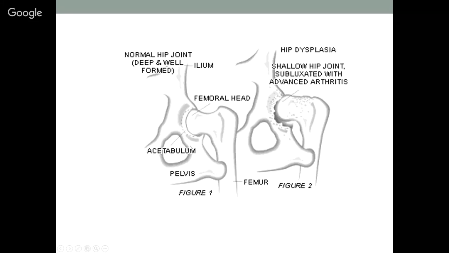So this is what it's supposed to look like. The acetabulum should be a nice cup and the femoral head should fit within that. In this case, with hip dysplasia, we have a shallow cup. And so this head moves around the cup a little bit more freely than it should and causes damage to the rim of the cup.